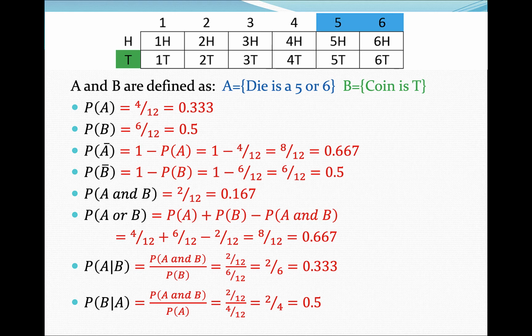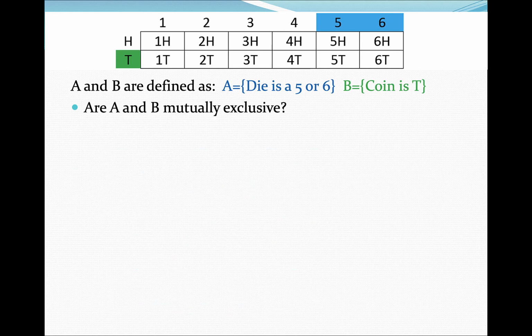There are also a couple terms that are important here that I'm going to mention next. The first one is the idea of events being mutually exclusive. So here I just ask, are A and B mutually exclusive? Well, mutually exclusive is really a simple idea. A and B are mutually exclusive if they cannot happen at the same time. It's that simple. That's what mutually exclusive means.